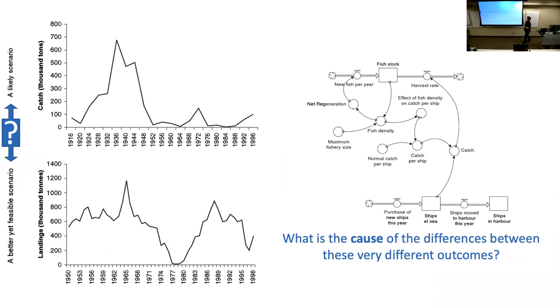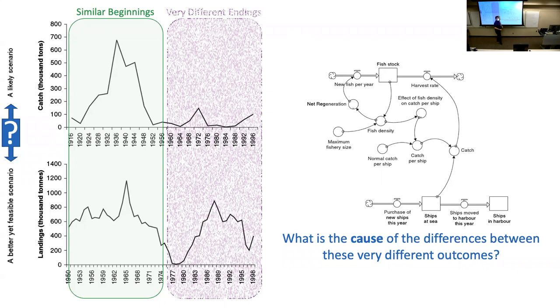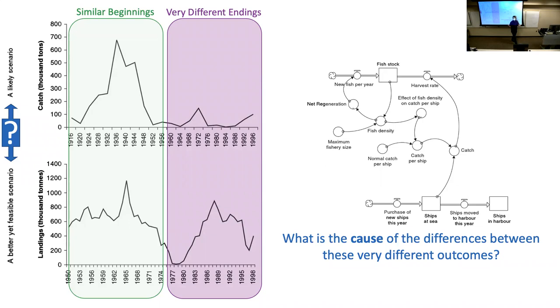Well, if you look at real world data, say with a fishery, then you can see that two fisheries are going to have maybe a commonality in their trajectory for a certain similar string of years. But it turns out that just by looking at the data itself, we can't tell whether the future is going to look like the one on the bottom or the one on the top. And so the question is, you know, what's the difference between these two situations?